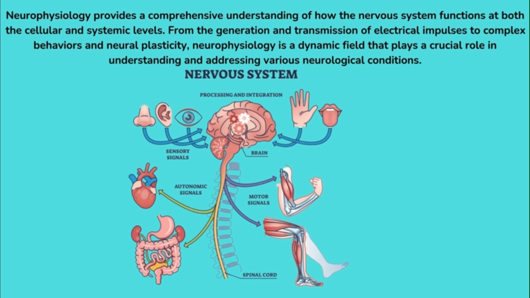Neurophysiology provides a comprehensive understanding of how the nervous system functions at both the cellular and systemic levels. From the generation and transmission of electrical impulses to complex behaviors and neuroplasticity, neurophysiology is a dynamic field that plays a crucial role in understanding and addressing various neurological conditions.